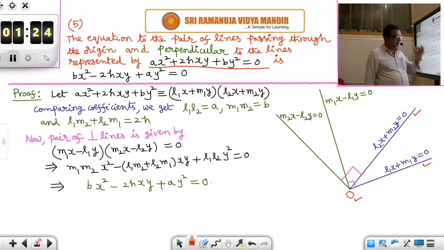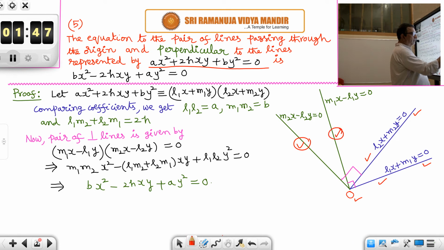Now what we want is lines passing through the origin perpendicular to these lines. For example, perpendicular to this line is this green line passing through origin. Similarly, perpendicular to this line and passing through origin is this green line. We want the equation to this pair of green lines. Yesterday we proved that it is given by this second formula, bx square minus 2hxy plus ay square is equal to 0.